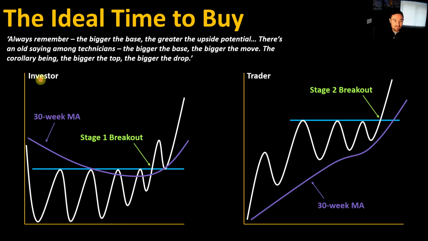So this here is going to be for the investor. So this is the 30 week. Do you see how this is coming out of a stage 1 base here? And for the trader, this is coming out of a stage 2 continuation type pattern.